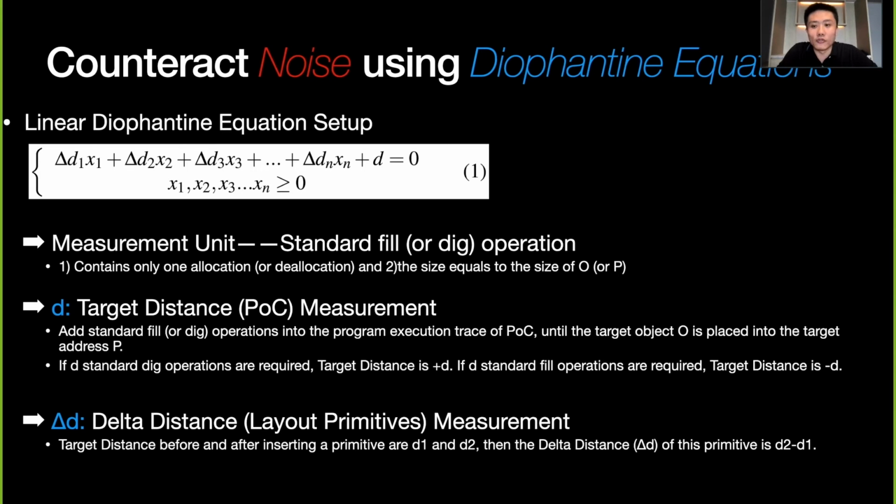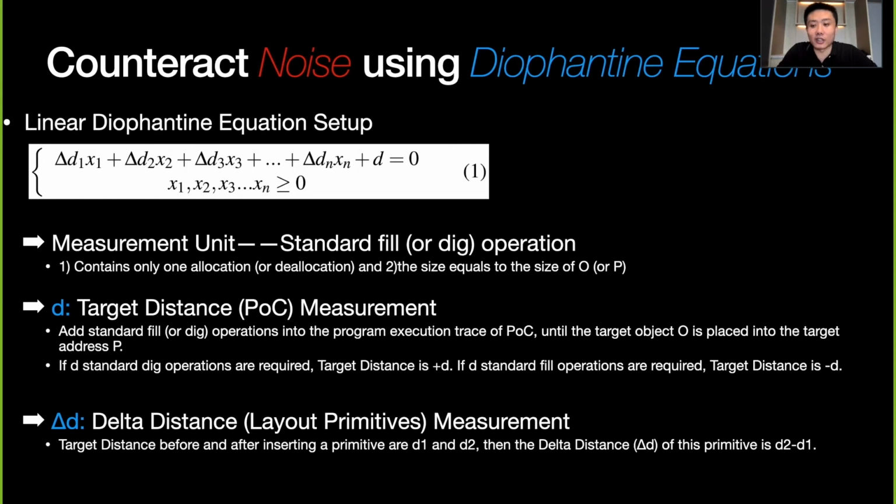First of all, we need to introduce the measurement unit, which is a standard fill or dig operation. We call it standard because it only contains one allocation or deallocation, and the size equals the size of target object O or the target address P. Then for the given POC, we will craft a pair of standard dig and fill operations and add it into the execution trace of POC until the target object O is placed into the target address P.